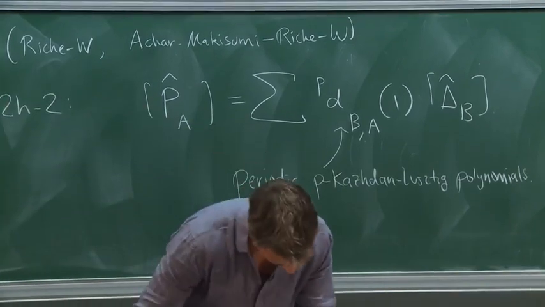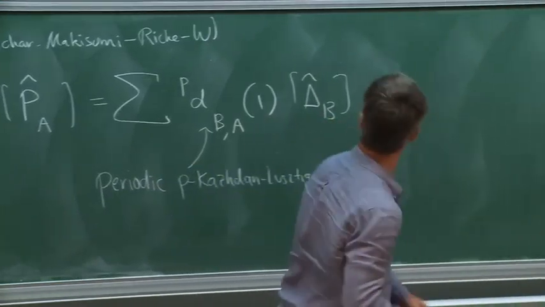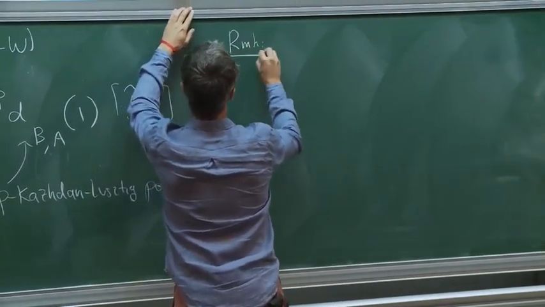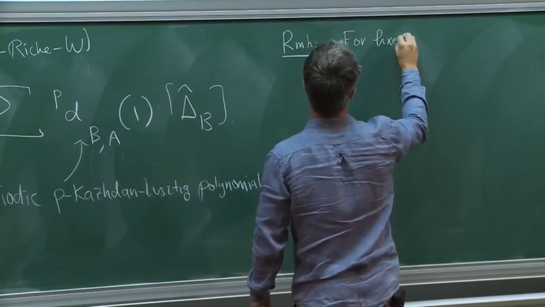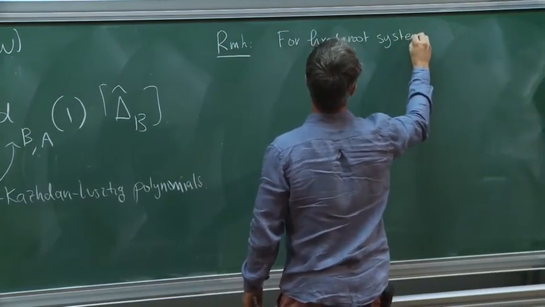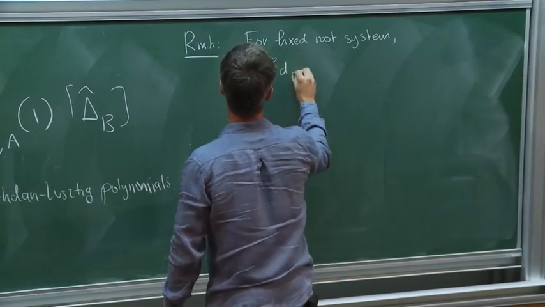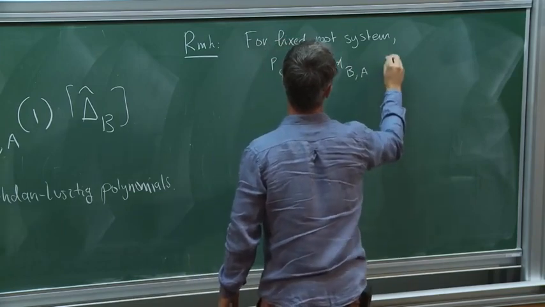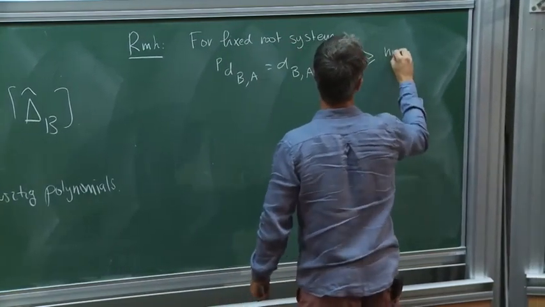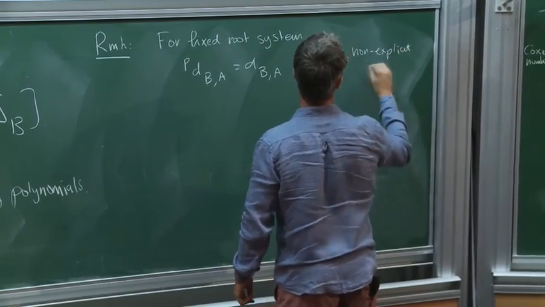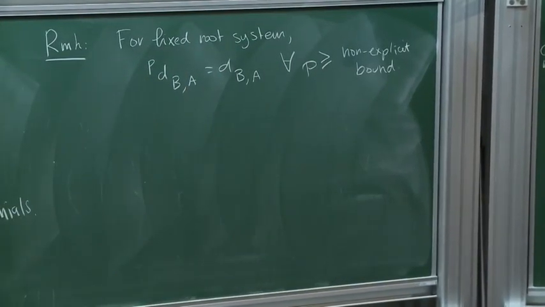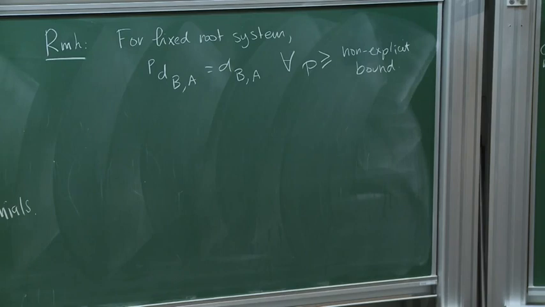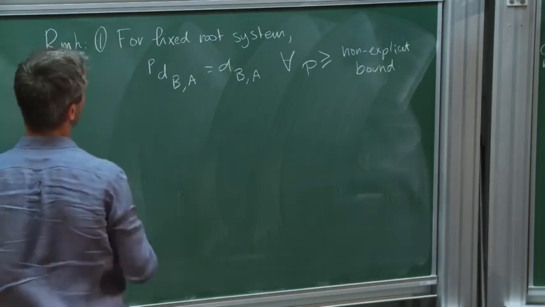And so the remarks are, firstly, there are essentially finitely many of these polynomials. So for a fixed root system, these p-Kazhdan-Lusztig polynomials stabilize for all p bigger than some non-explicit bound. It's something like if you imagine you have finitely many algebraic varieties, then their integral intersection cohomology will have no torsion above some bound, but you won't necessarily be able to say what that bound is.